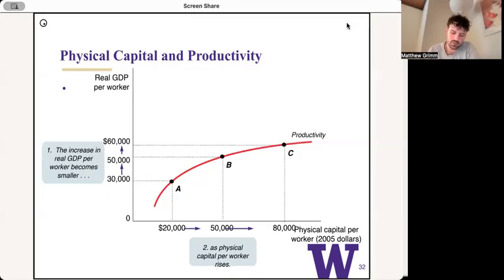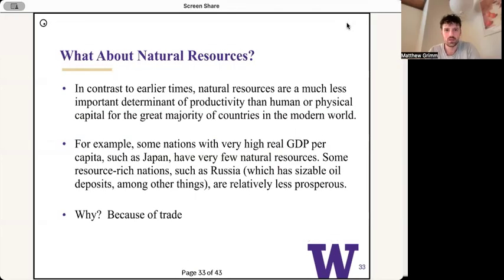So as physical capital per worker rises, real GDP per worker increases, but it increases at a decreasing rate. Another way to say that is the increase in real GDP per worker becomes smaller and smaller as physical capital keeps on increasing. So if we stretch this, we would expect it to flatten off eventually or get really, really small.